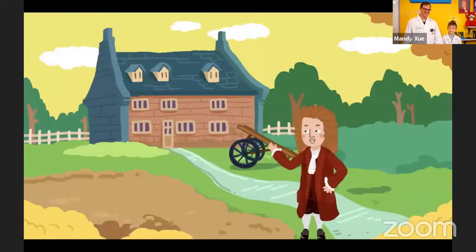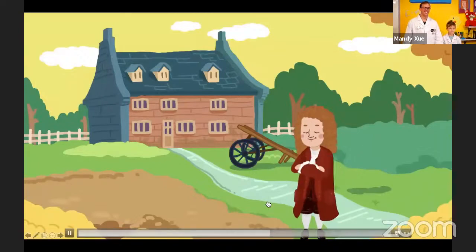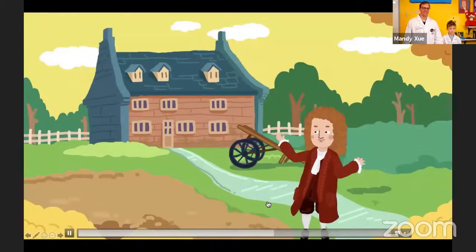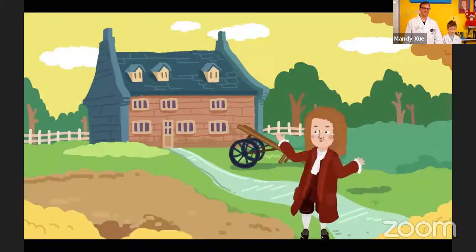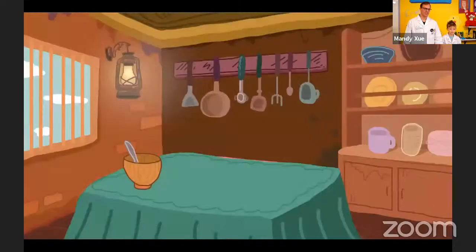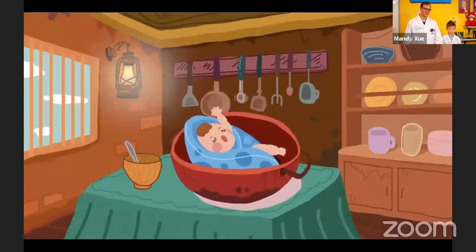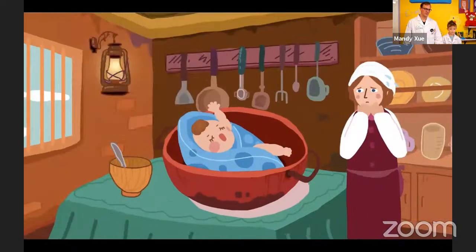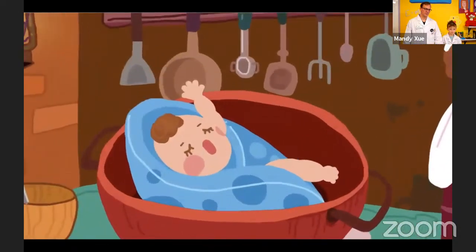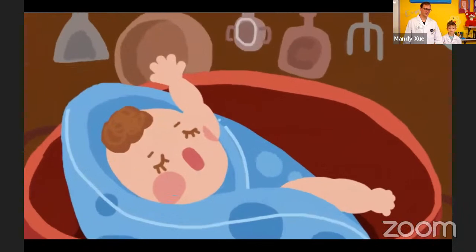Newton was born in a farmer's family, just like many other kids. He was very little. He was so small, he could even fit into a pot. His whole family was quite worried whether he would even live. Nobody could have ever predicted that this little baby would turn into a great scientist who changed the world.